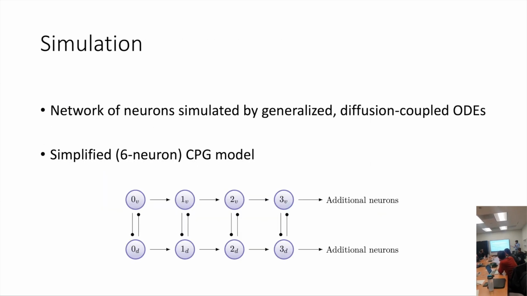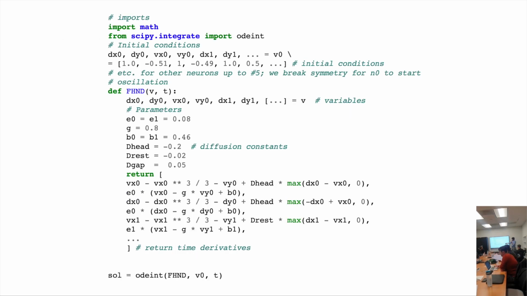And so for the simulation, again, generalized diffusion coupled ODEs, neurons as graph. So this is the code we used to simulate. It's really simple. All you have to do is solve a bunch of differential equations. And even the equations are not that hard. We start with some initial conditions, a couple of parameters here, return an array, and we used, I think, SciPy's ODE integrator, just the standard one.